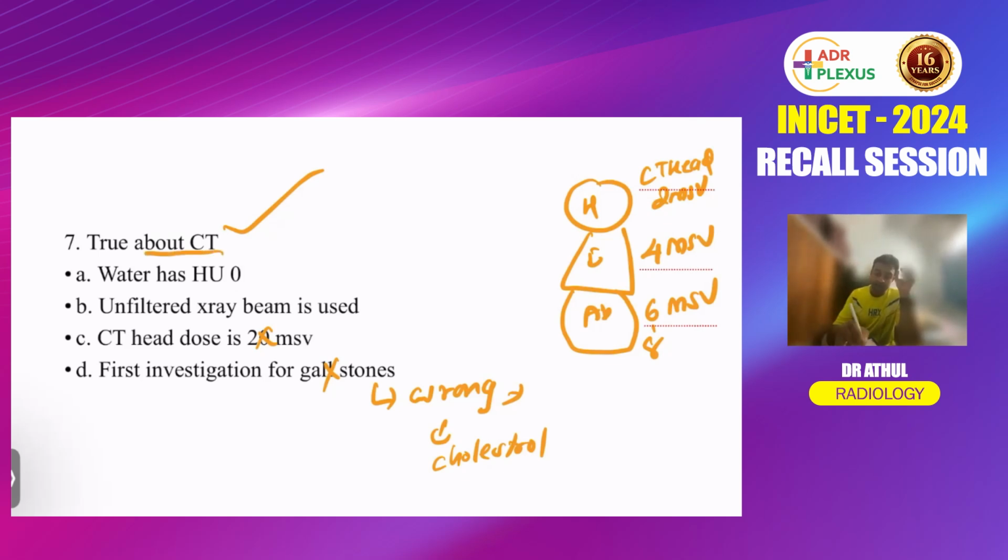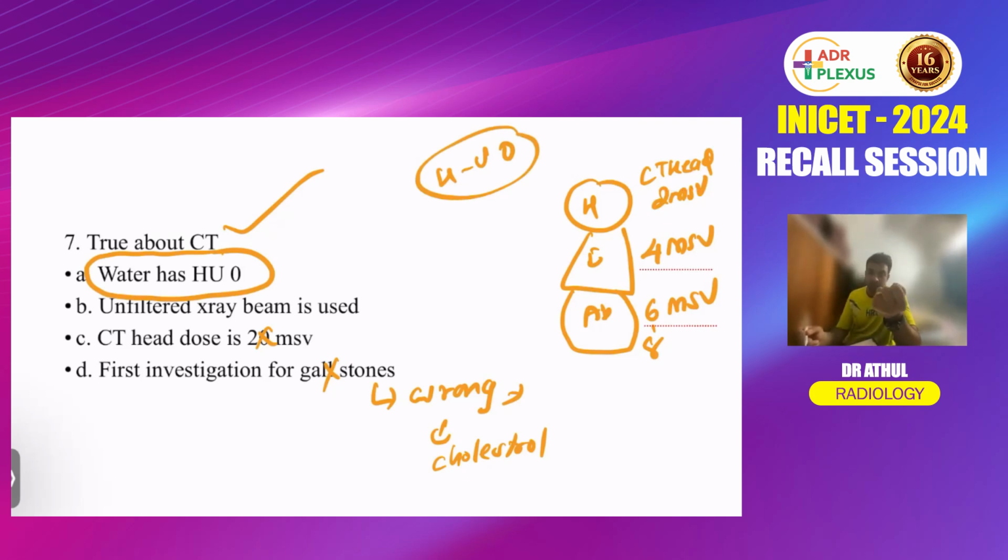And actually, this is one of the easiest options if you know the HU value of water is always 0. That is the first basic concept that we read about HU value. The Hounsfield value for CSF or water is actually 0. So this is the correct answer.